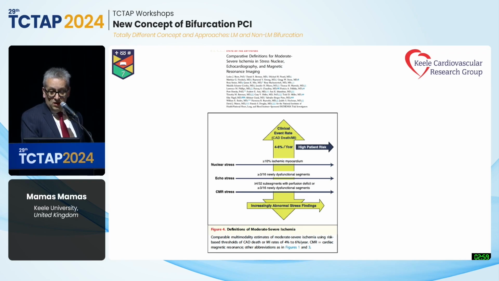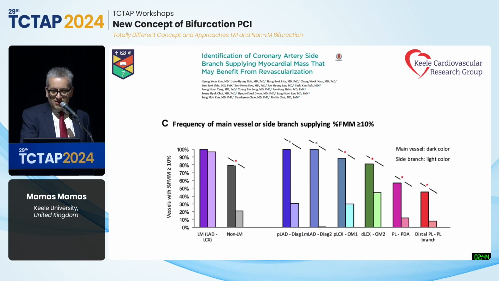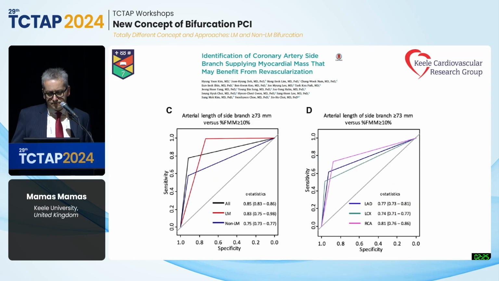The other thing to think about when faced with a side branch is actually, should we be doing it at all? We know that the highest event rates and the patients that are more likely to get clinical significance are those with a significant ischemic myocardium, those with a percentage of greater than 10%. This was shown by one of our earlier speakers, this slide, and again, it shows that for non-left main lesions, less than 20% of patients have a blood supply of greater than 10%. So for most side branches, they don't really meet the criteria of the 10% cutoff.